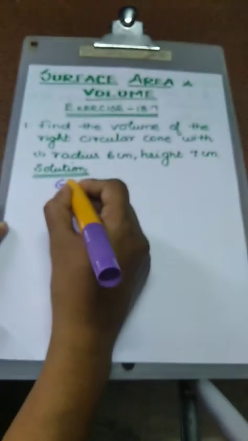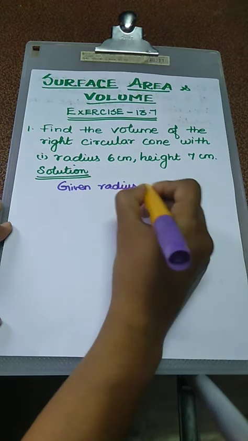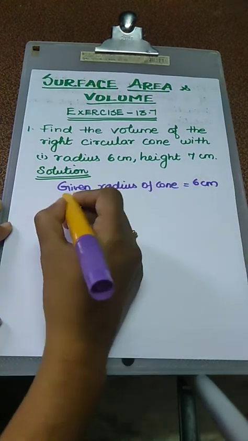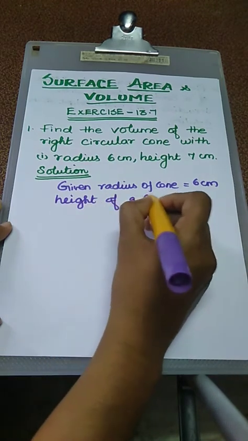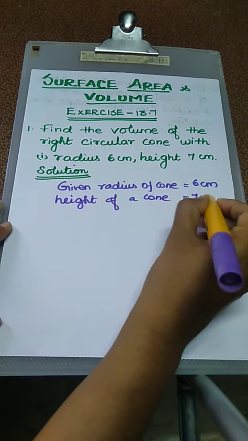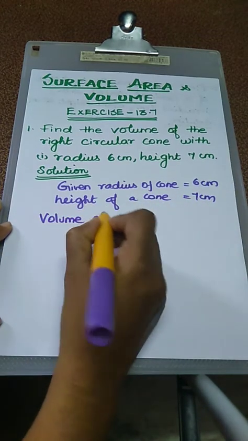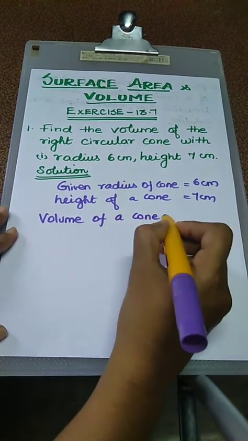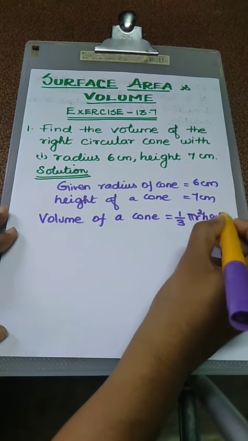Given: radius of cone is equal to 6 cm and height of a cone is equal to 7 cm. Now we are going to calculate the volume of a cone. What is the volume of a cone formula? 1 by 3 pi r square h cubic units.